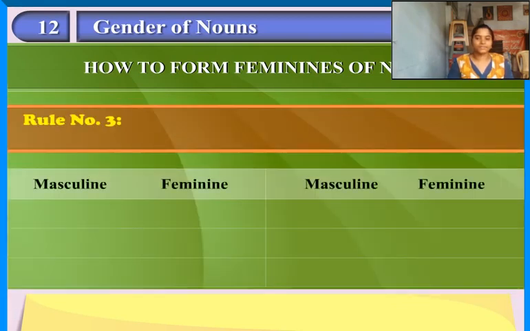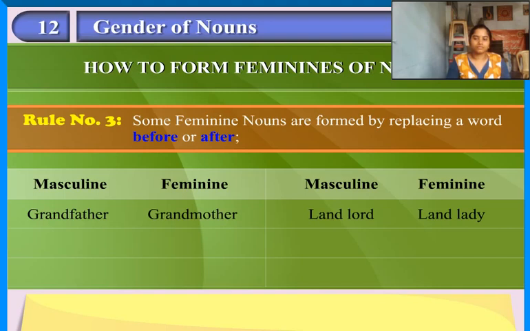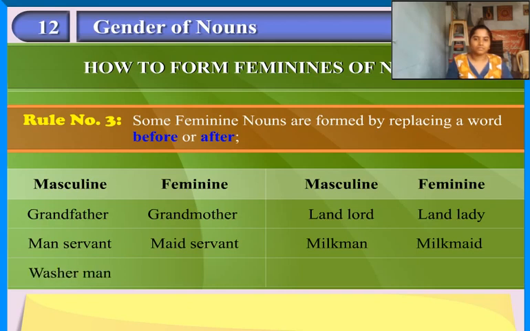Rule number 3. Some feminine nouns are formed by replacing a word before or after, as grandfather, grandmother, landlord, landlady, manservant, maidservant, milkman, milkmaid, washerman, washerwoman.